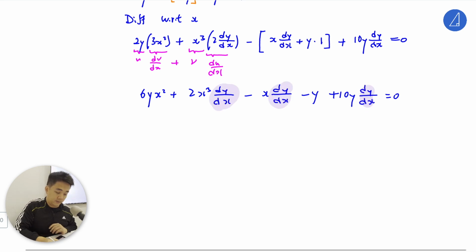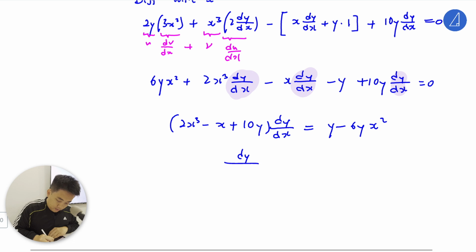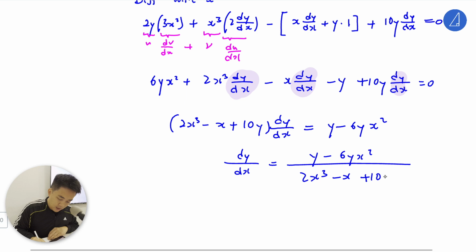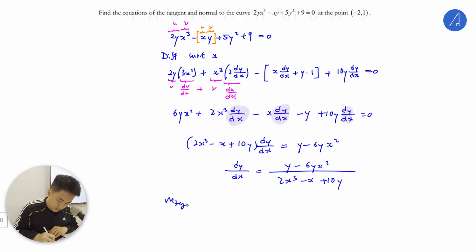You just make dy/dx the subject. Then dy/dx will just be this guy here. It's the same thing as the secondary school concept. Exactly the same. What you need now is to find m tangent. M tangent is dy/dx when x equals to minus 2, y equals to 1.